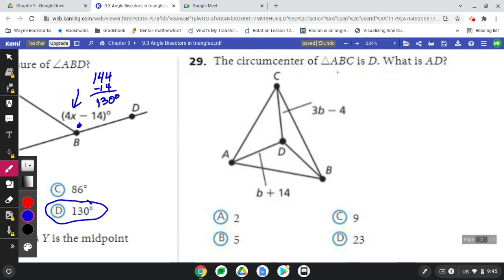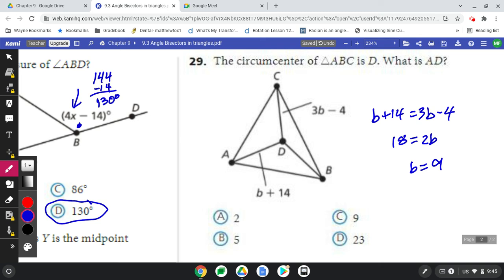The circumcenter of triangle ABC is D. So D is a circumcenter. Remember, that means that it is equal distance to each of the corners. It is not an incenter, what we talked about today for the first time. Circumcenter is equal distance to each of the vertices. So DB, DC, and DA are equal, which means we know that B plus 14 has to equal 3B minus 4. We'd subtract B, add 4, divide, and B would equal 9.